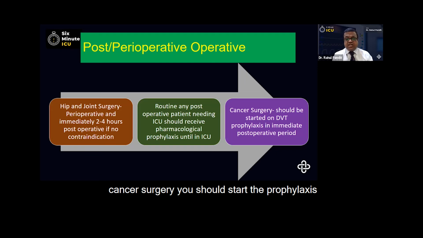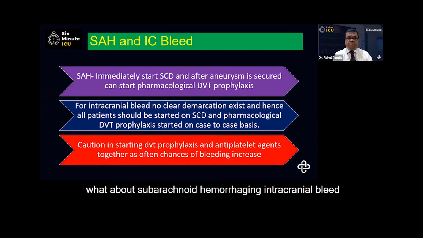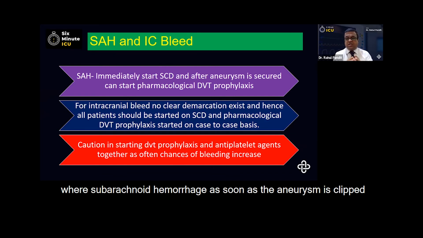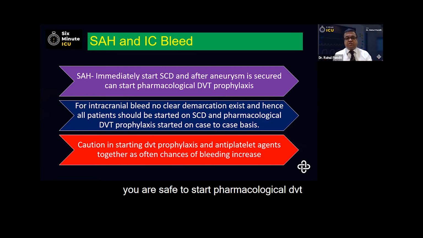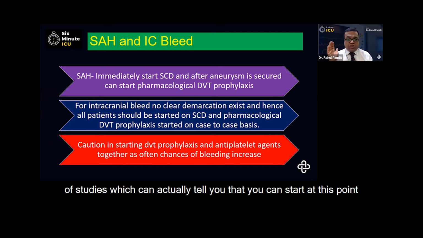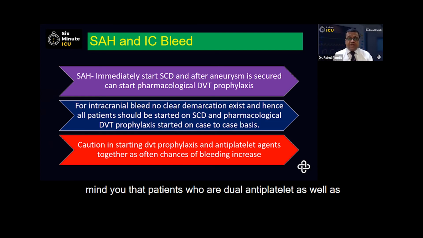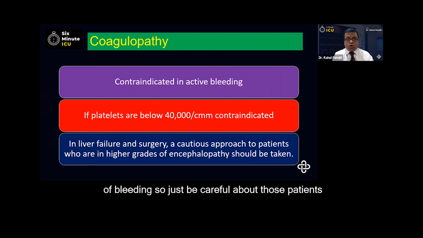And cancer surgery, you should start the prophylaxis as soon as possible, immediately after the surgery. What about subarachnoid hemorrhage and intracranial bleed? Subarachnoid hemorrhage: as soon as the aneurysm is clipped, you are safe to start pharmacological DVT prophylaxis. For intracranial hemorrhage, unfortunately, there is no clear demarcation or studies which can actually tell you that you can start it at this point. Hence, a case-to-case understanding has to be taken up on these patients. Mind you, patients who are on dual antiplatelet therapy as well as receiving DVT prophylaxis stand a very high chance of bleeding. So just be careful about those patients.